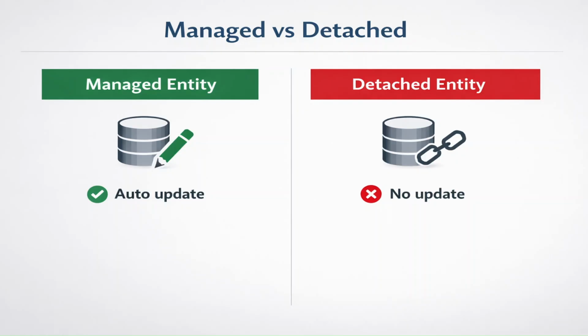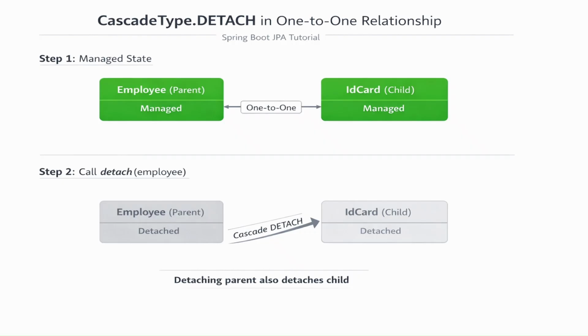Now let's move to the next slide. So that is cascade type detach. So what is cascade type? Cascade type is basically whatever operation we are performing on the parent, the same operation is going to be performed on the child. Okay.